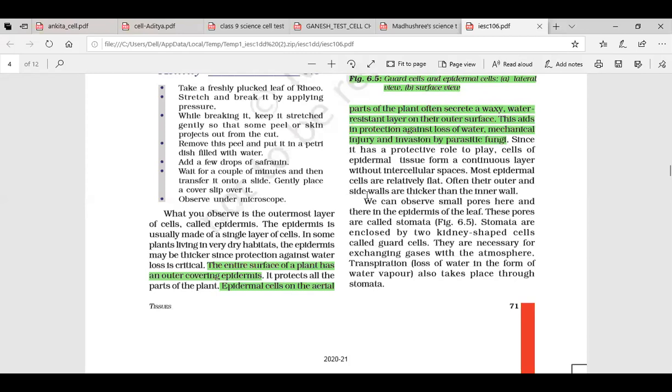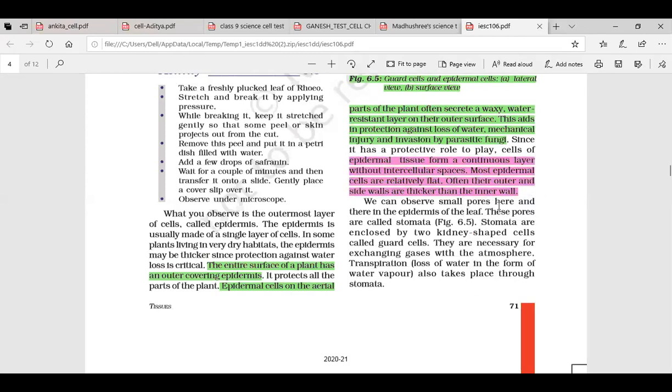Often their outer and side walls are thicker than the inner walls. The outer wall has to protect the plant. Therefore the outer cells have thicker walls than the inner ones. So this is the structure of epidermal tissue.